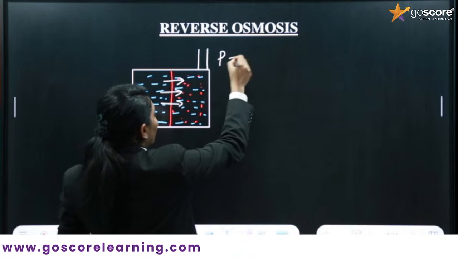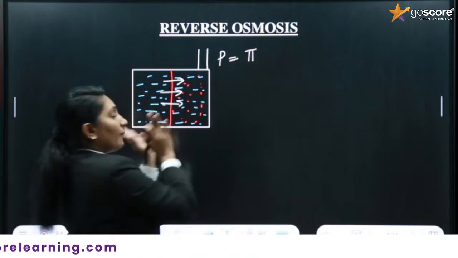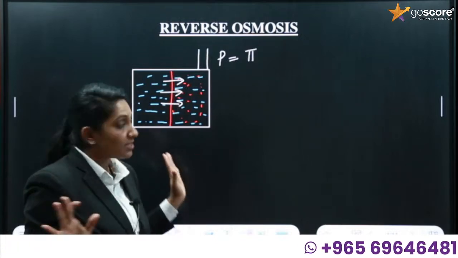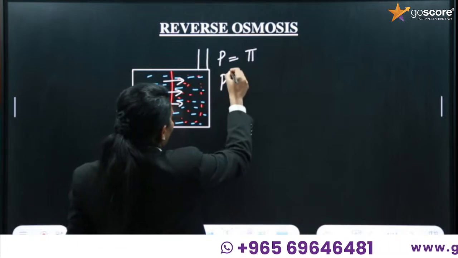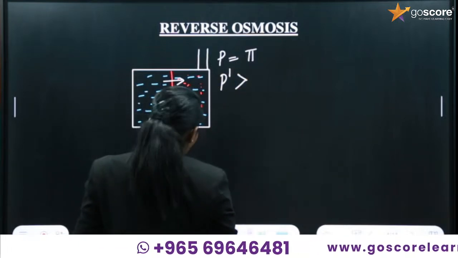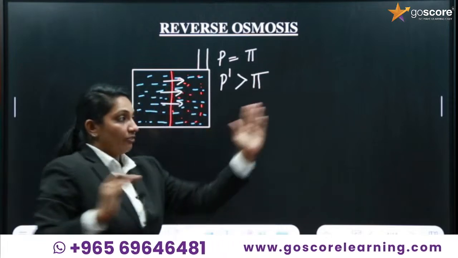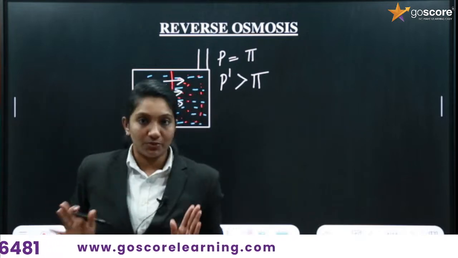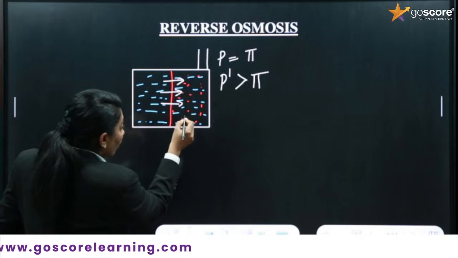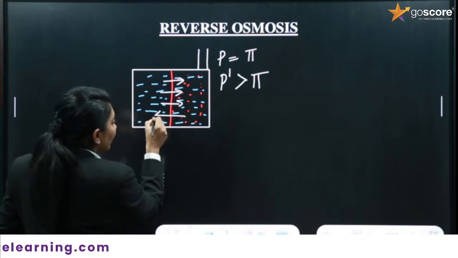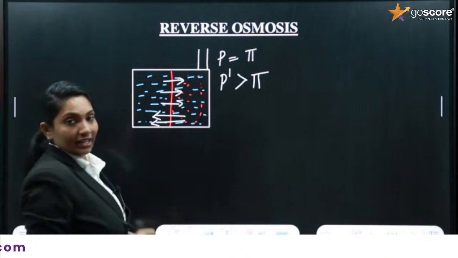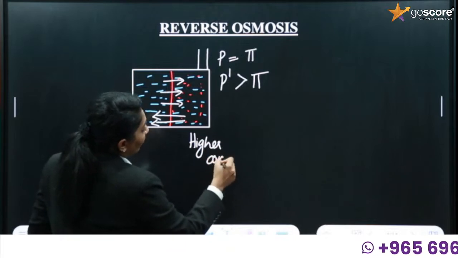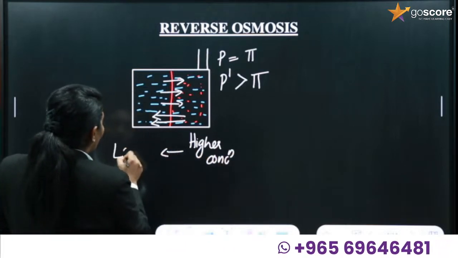When this pressure is equal to osmotic pressure, what will happen? The process of osmosis will stop, right? The process of flow of the solvent will stop. If the applied pressure P1 is greater than the osmotic pressure, what will happen? The reverse process will occur. That means the solvent will flow from the solution side to the solvent side. That means from a higher concentration region to a lower concentration region.